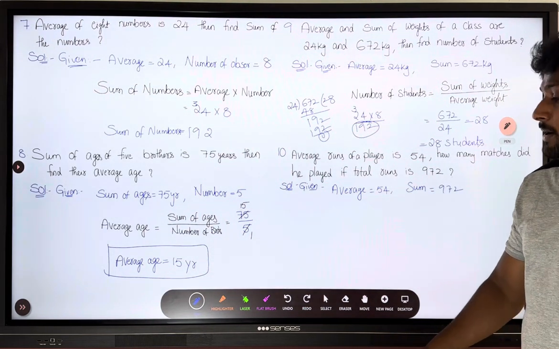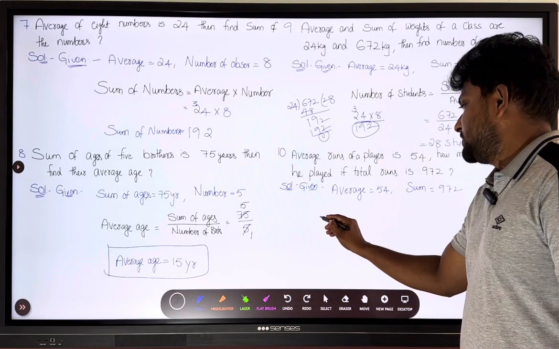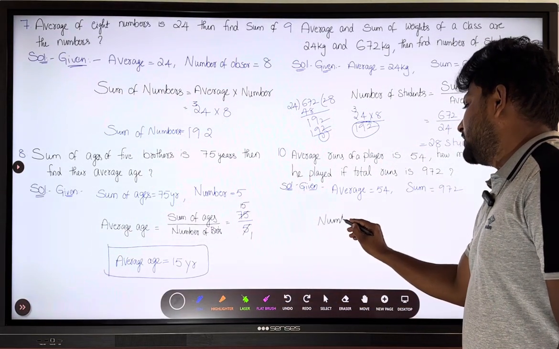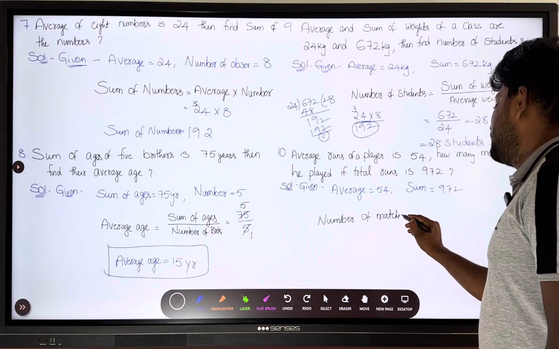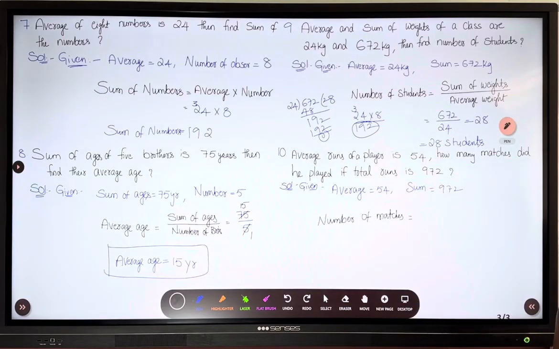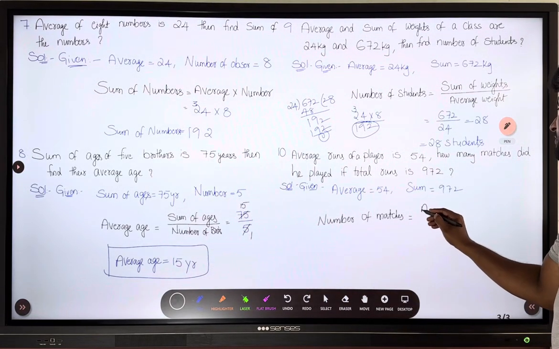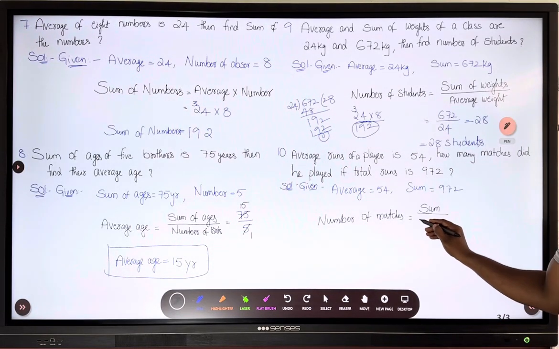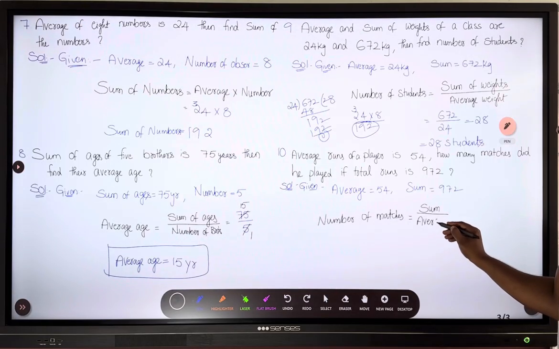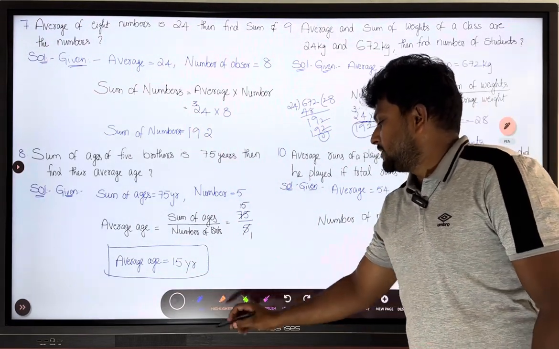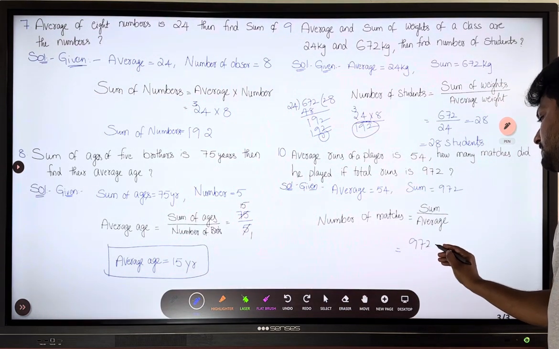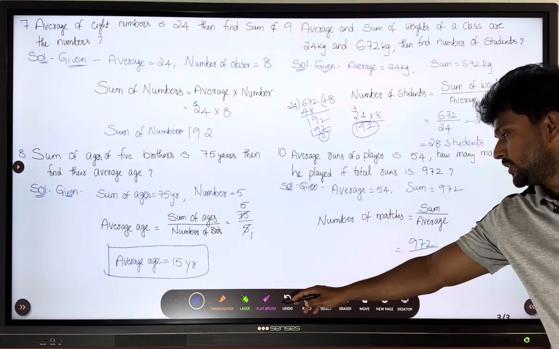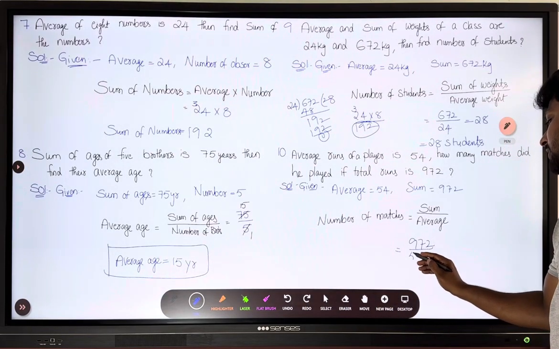So then we need to find number of observations, which means that number of matches. So number of matches is nothing but number of observations. To find number of observations, what is the formula? Sum of observations by average. So what is the sum here? What is the sum of runs he scored in the different matches? 972 runs by each match. Per every match he is scoring how many runs? 54 runs, divided by 54.